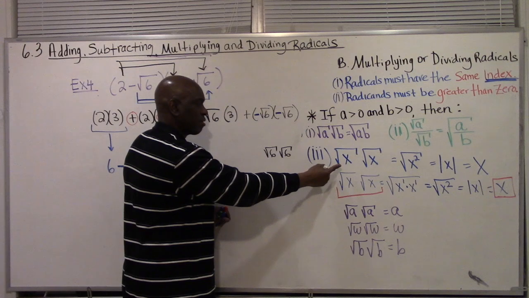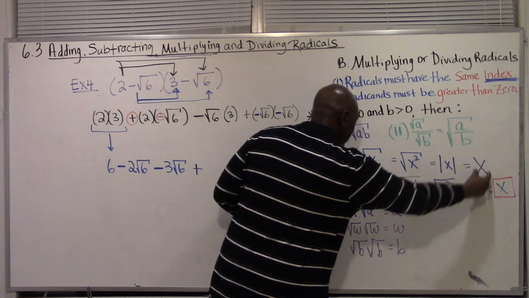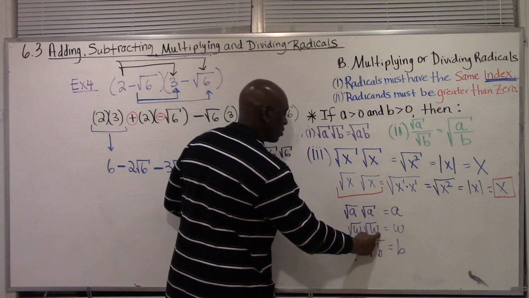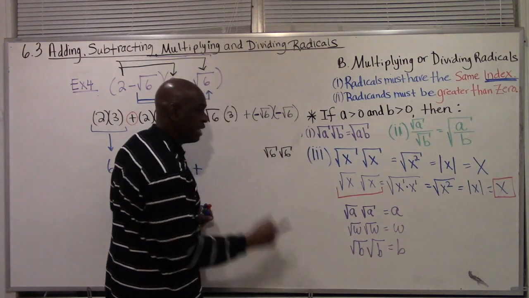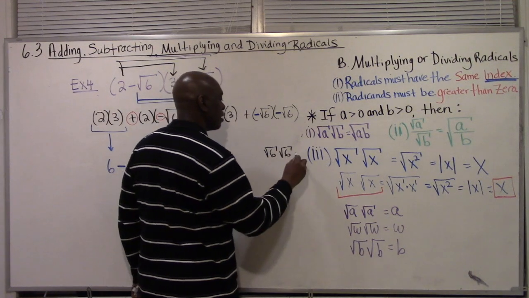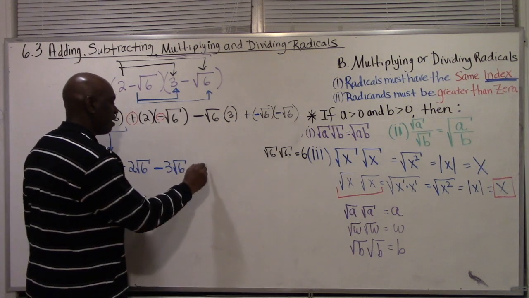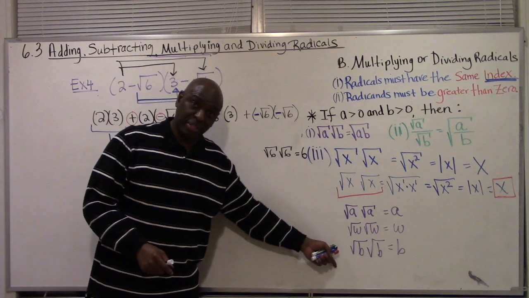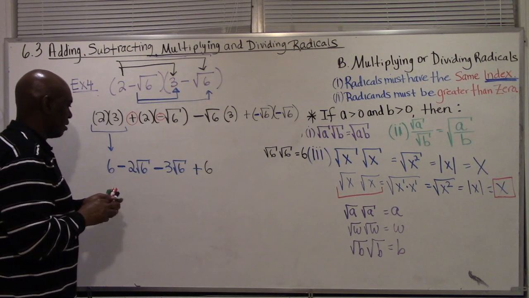Here it is, folks. It's the same as saying what's radical x times radical x. It's just x. Radical a times radical a is a. Radical w times radical w is w. Radical b times radical b is b. Which then means we can conclude that radical 6 times radical 6 is just what? Thank you. All right. Not bad. This is key for 6.3. Plus 6.